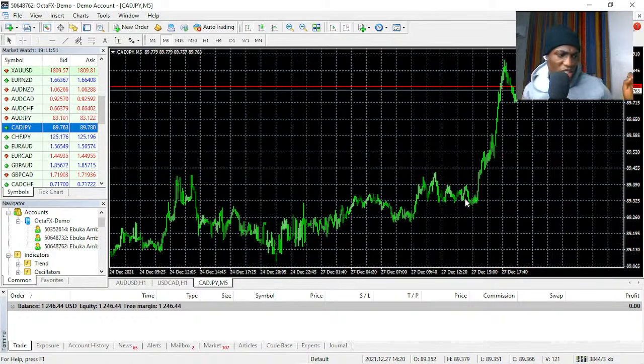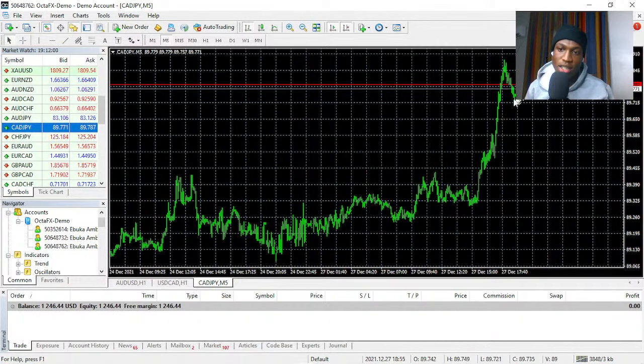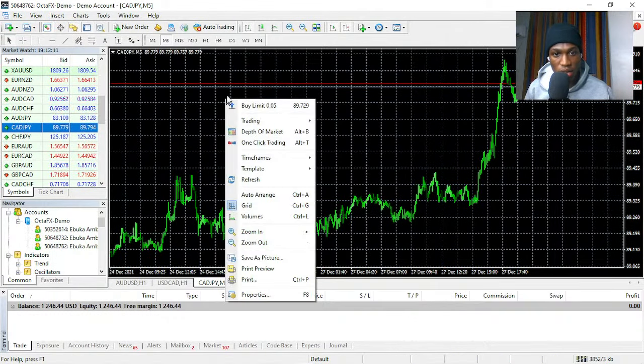Is there really any difference between buy limit and buy stop? Yes, there's a difference. For buy stop, you're placing your order above the market price, expecting the market to, let me see if I can.